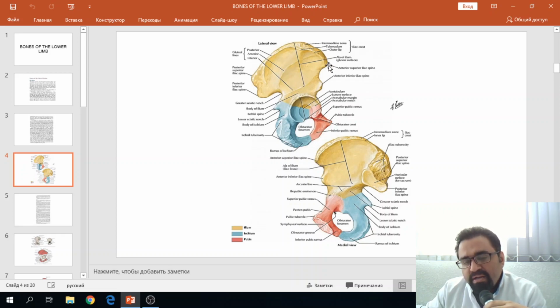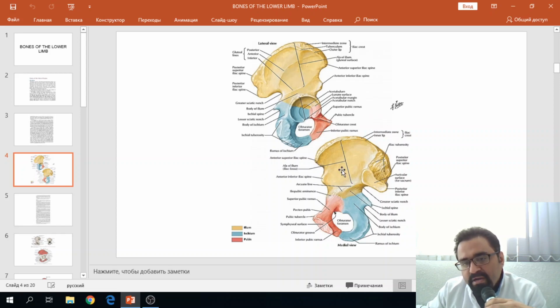So let us recall the features. There is the anterior superior iliac spine, posterior superior iliac spine, anterior inferior iliac spine, and then the posterior inferior iliac spine. Then there is the greater sciatic notch. Then on the outer surface we have three gluteal lines: superior, or it is called posterior, then anterior, and then the inferior gluteal line.